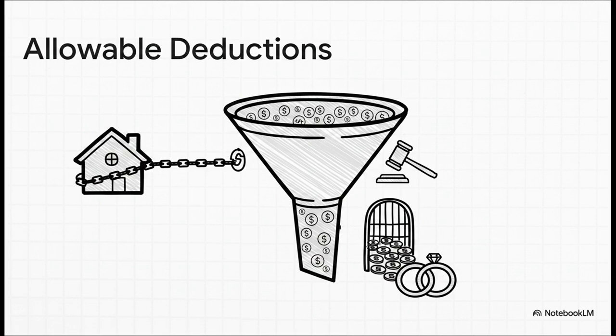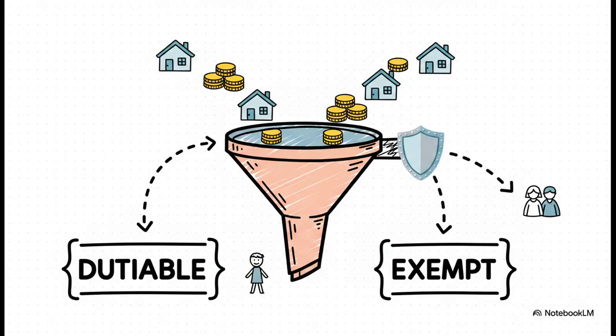But honestly, the most powerful, the most important deduction of them all is anything you leave to your surviving spouse. And this is a really, really critical point. If you leave assets to your kids, for example, those assets stay inside the funnel. They're part of the calculation. But if you leave those exact same assets to your surviving spouse, they are completely exempt. They get pulled right out of the funnel.